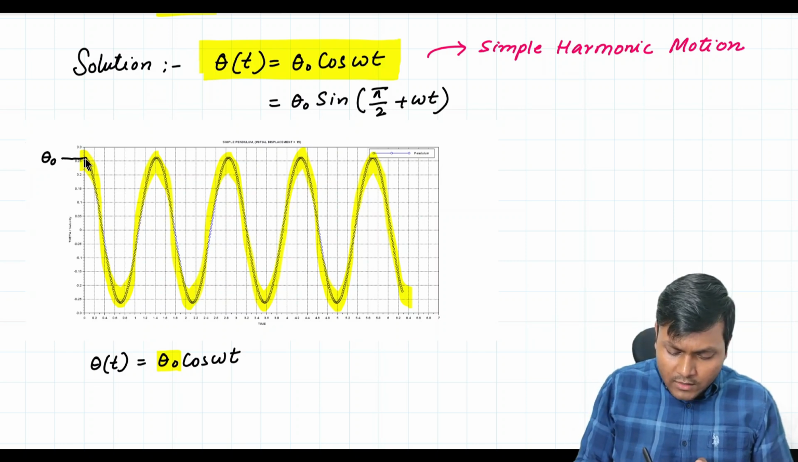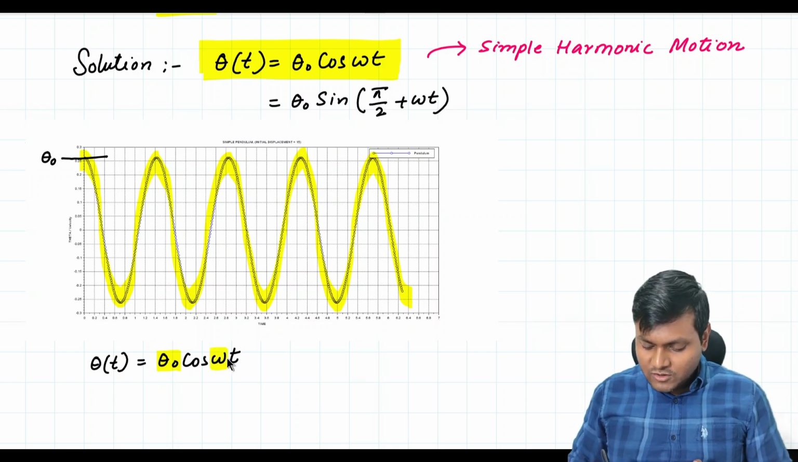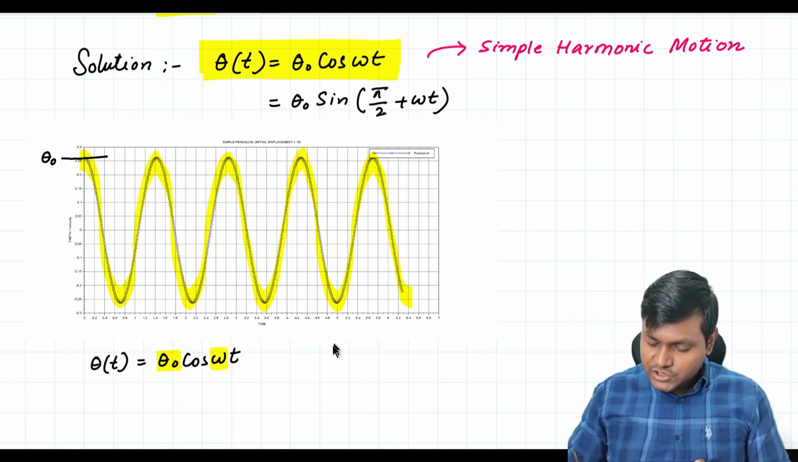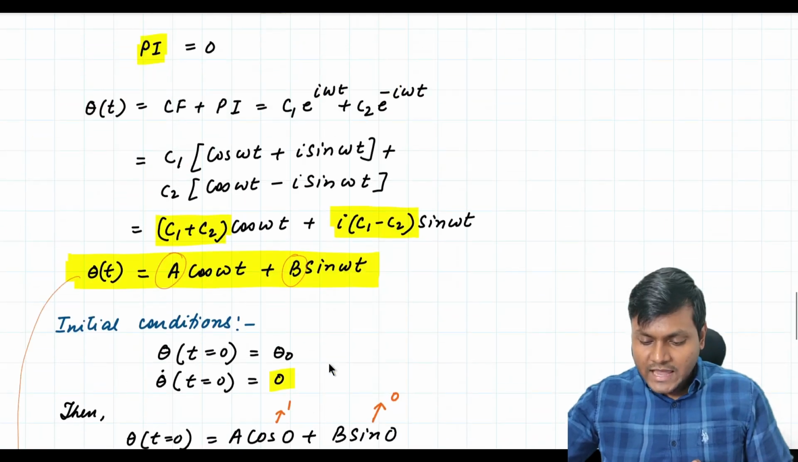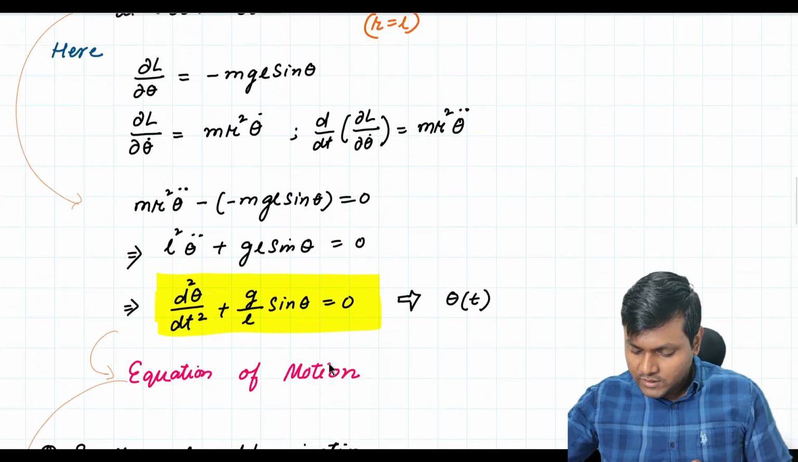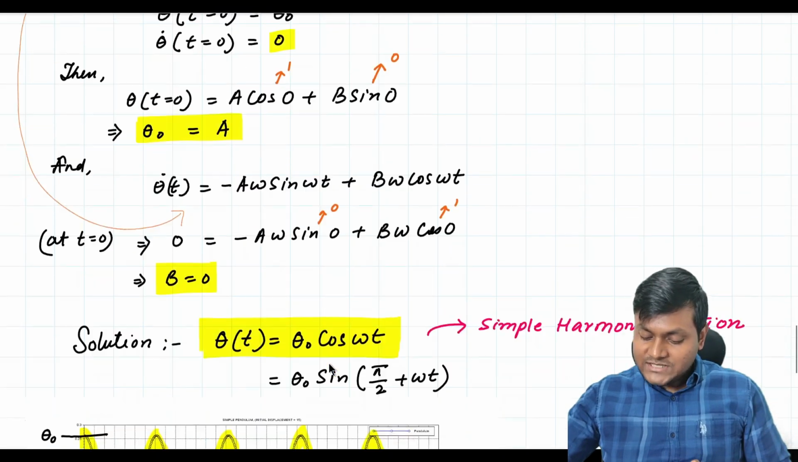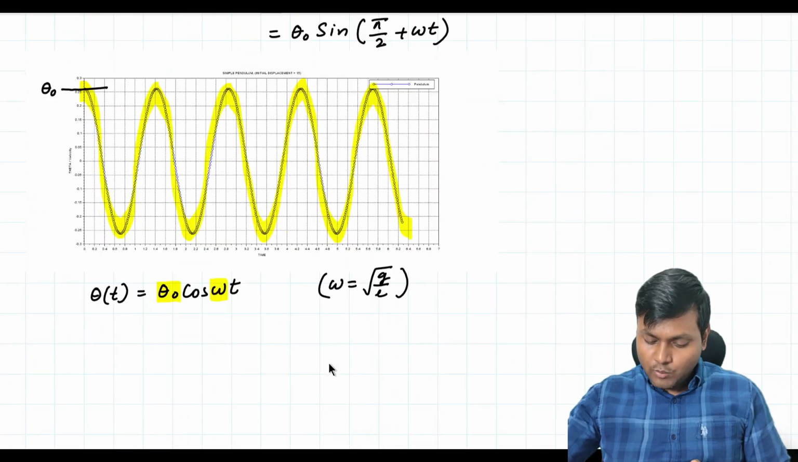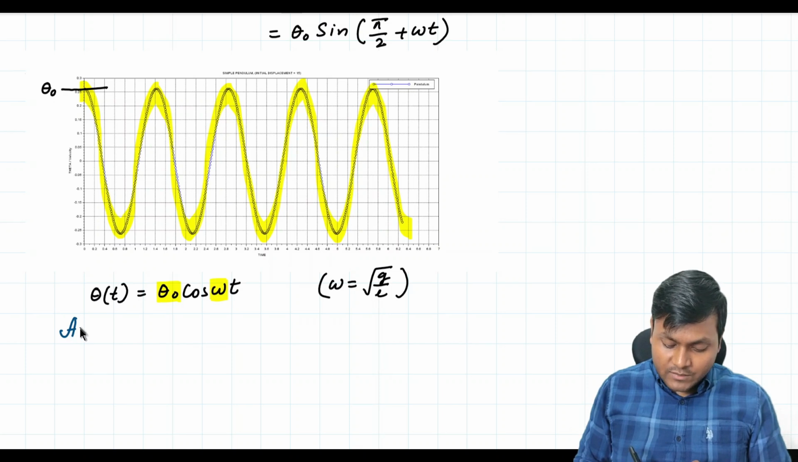What about omega? What does the omega tell us? I told you, right? What is the omega? We initially assumed that omega is equal to root over g upon L. You remember? We initially assumed that when we were constructing the differential equation, that omega is nothing but root over g upon L here. Now, as you can see from the solution, the omega is nothing but the angular frequency of this kind of a simple harmonic motion.